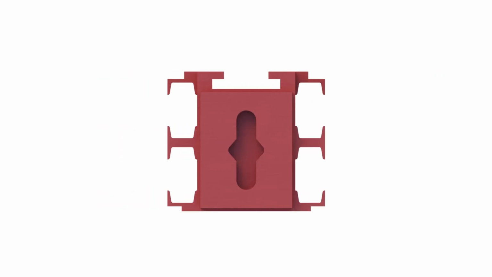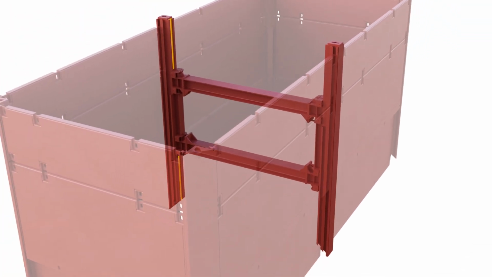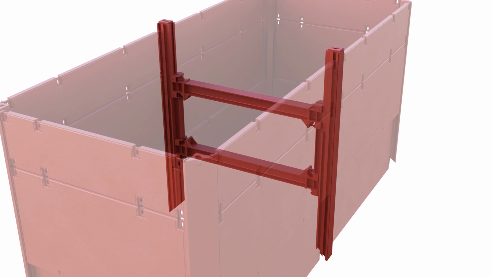As with corner posts, spreader posts have an inner and outer track to accommodate the panels. Additionally, the inside face is slotted to accept roller spreader beams.